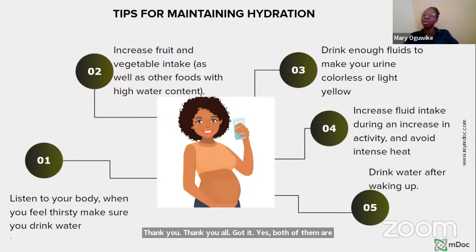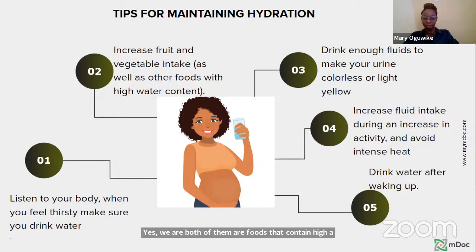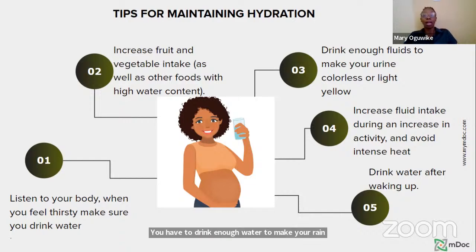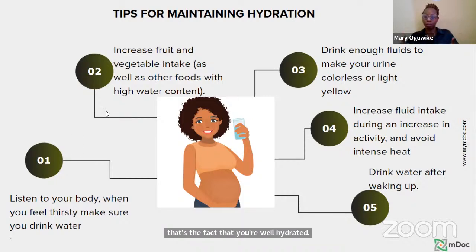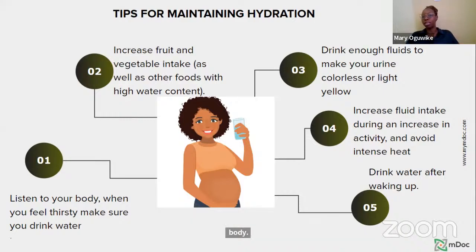Now, you have to drink enough water to make your urine colorless or light yellow. That signifies that you are well hydrated. And also, you have to increase fluid intake during an increase in activity, because when you are active, your body burns, you sweat, and that is water leaving your body. So when you increase your activity, you have to take in enough water to supplement for the one being lost. And also avoid intense heat, because during intense heat, the body loses water faster.